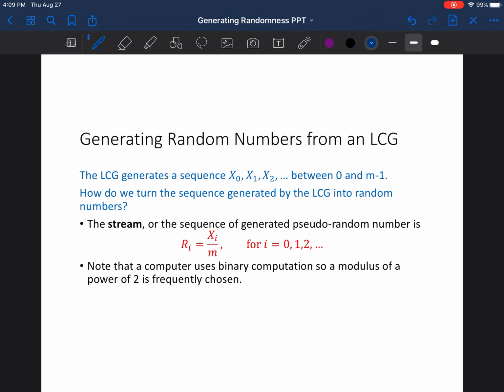Okay, so how are we going to turn this into random numbers, right? This is not random numbers yet. Well, all we do is we divide by the modulus, taking advantage of the fact that the xi, remember, is greater or equal to 0 and less than or equal to m minus 1. For a big enough modulus, this is going to start to look like a uniform random number. Often we use a modulus that's a power of 2 because a computer uses binary computation. This helps the efficiency.